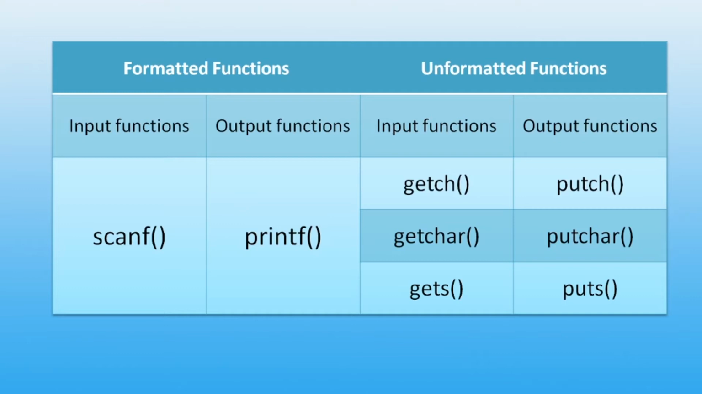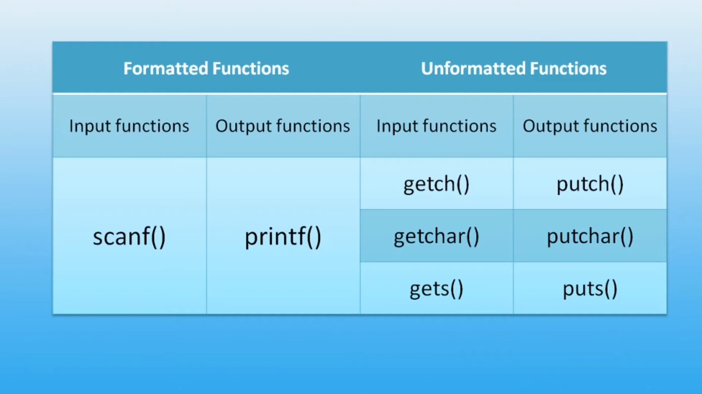Similarly we have getchar, it's similar to getch and it also reads a single character, but we must press enter. Similarly putchar also displays the character onto the screen, that is our monitor. And now we have gets. This gets function is used to read the string that the user types through the keyboard. Similarly, puts is used to display the string.